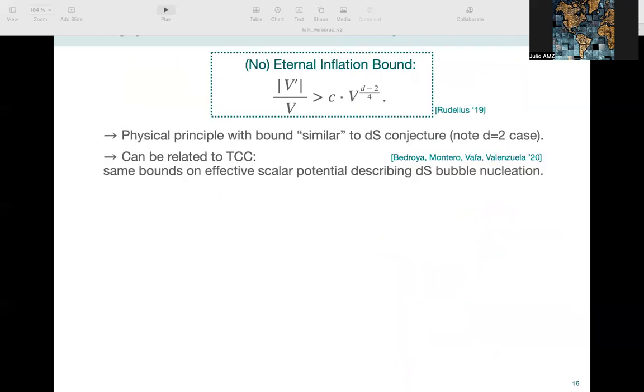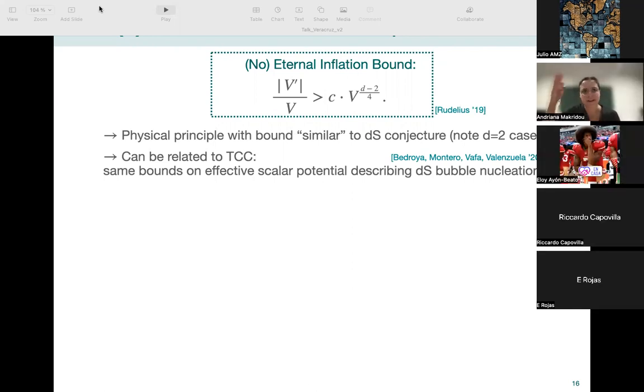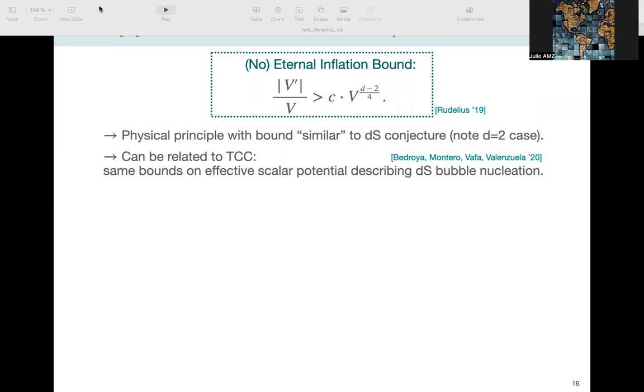We also have some other ideas that are related, postulating that de Sitter is not stable and has a finite lifetime, or providing bounds on the scalar potential. This one is the so-called no eternal inflation bound by Tom Rudelius. He takes a scalar field with a linear potential and tries to solve the Fokker-Planck equation, and he found some constraints so that eternal inflation is not allowed, and he found the following bound.